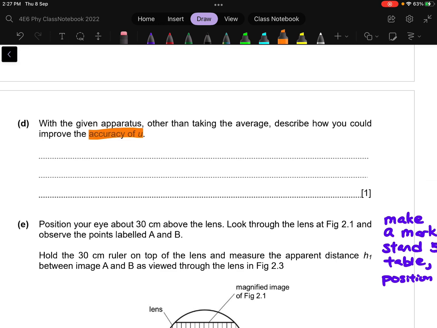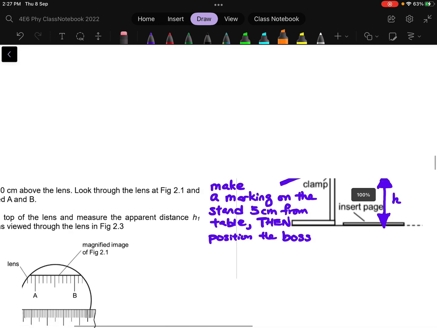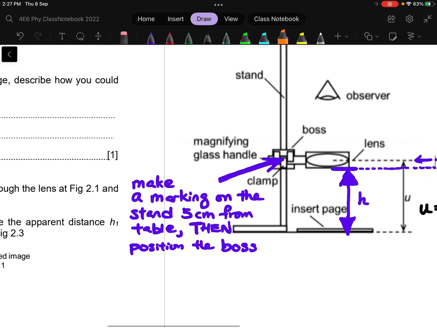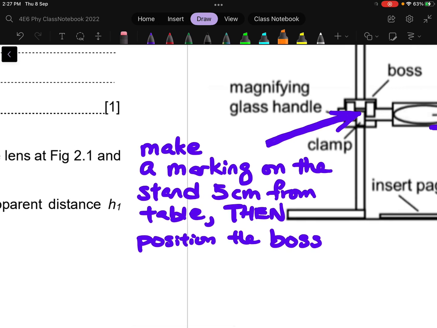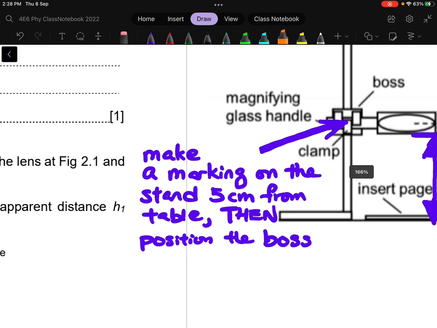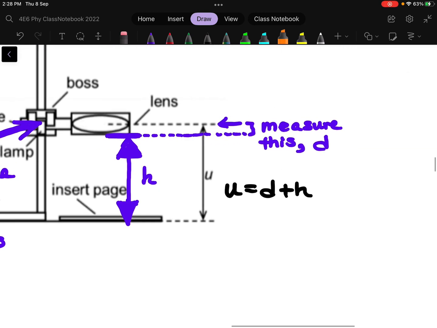For your part D, there are many ways that you can get a more accurate reading of U. We accept a huge range of answers. One answer could be as simple as making a marking on the retort stand before you actually mount the balls. Any change to the method that will make it more convenient or easier to get the reading will be accepted as an answer.